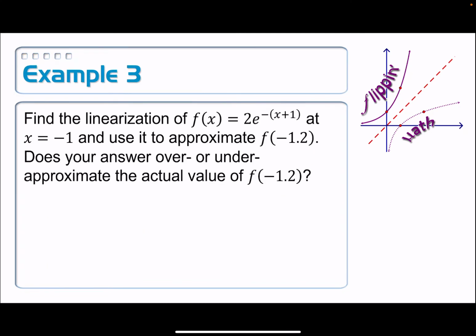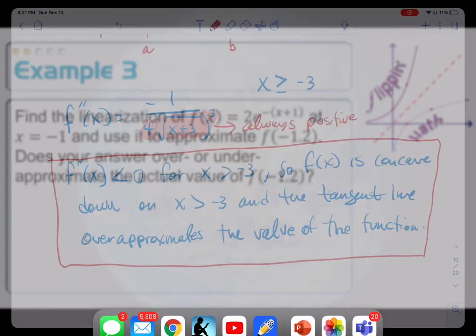So let's take a look at another example here. Example 3, find the linearization of f of x is equal to 2e to the negative x plus 1 at x is equal to negative 1 and use it to approximate f of negative 1.2. Does your answer over or under approximate the actual value of f of negative 1.2? Okay, well, let's see.